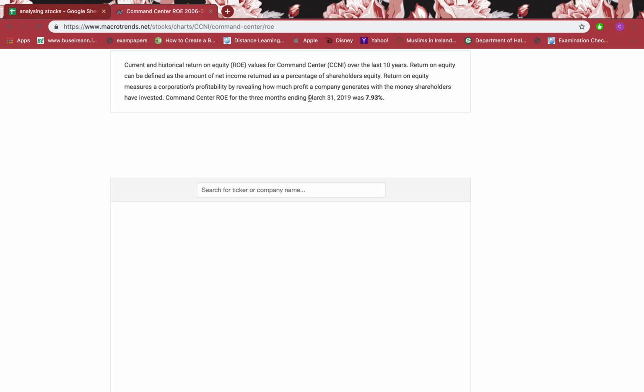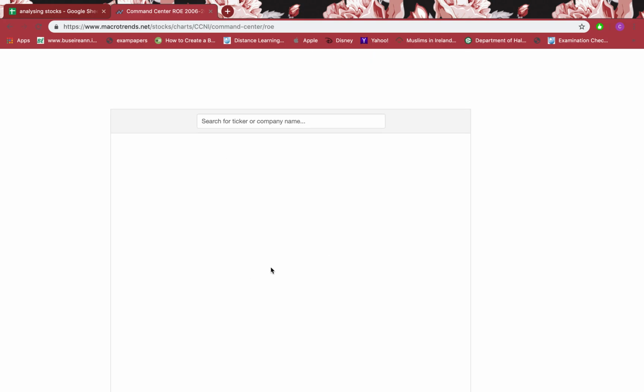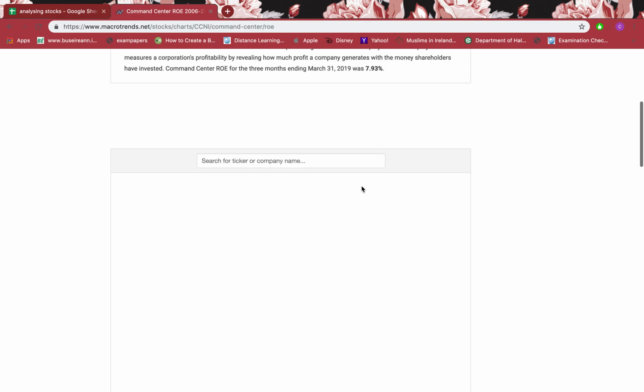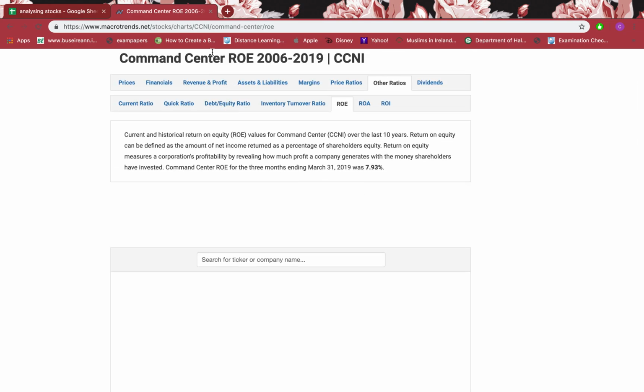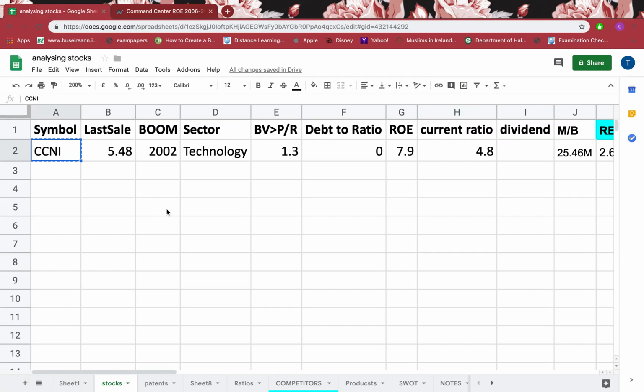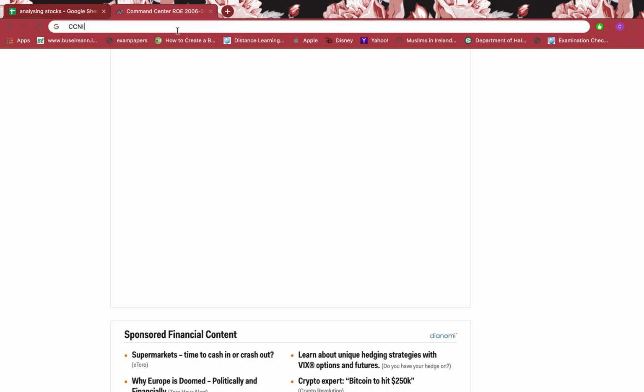But it says that on 31st March 2019, it's 7.93%, which is nearly 8%. But I don't have previous information, so I don't know about the previous ones. I can't judge that. Maybe some other website has it, so you need to look at that as well. So it should be 8% or above for it to be really good and safe.